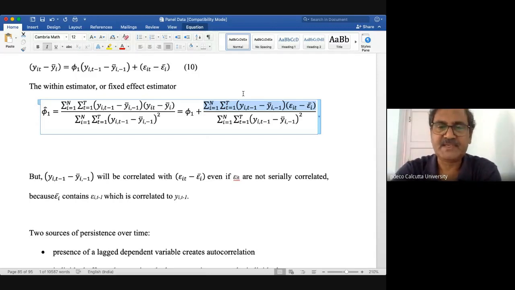Equation 5, which was our basic model: yit is equal to phi 1 yit minus 1 plus mu I plus epsilon it. So yit and epsilon it are correlated. Clear? So we can say yit minus 1 and epsilon it minus 1 will be correlated.